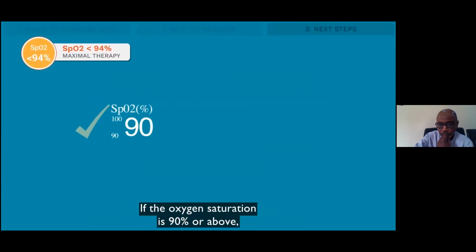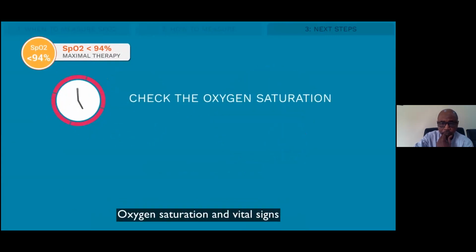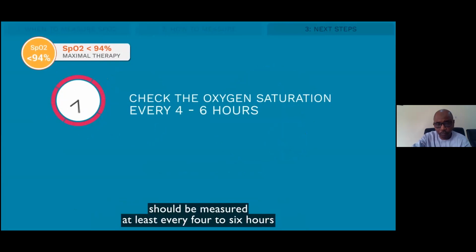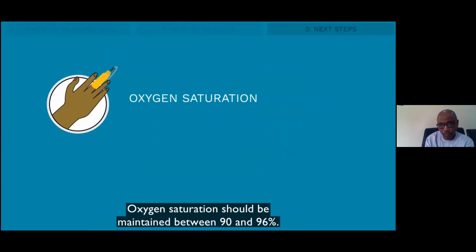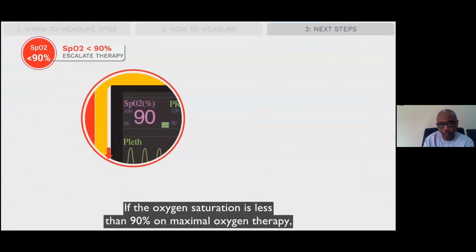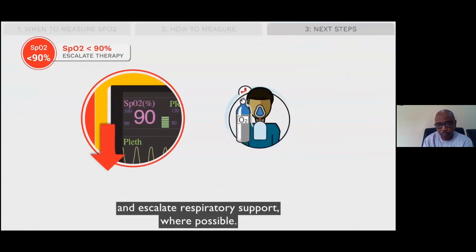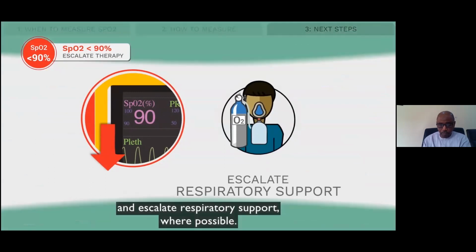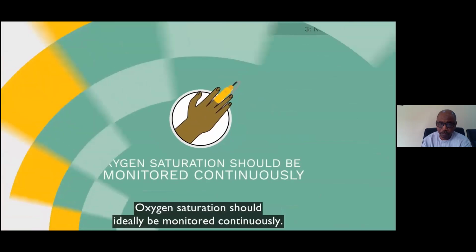If the oxygen saturation is 90% or above, continue maximal oxygen therapy and monitor the patient. Oxygen saturation and vital signs should be measured at least every 4 to 6 hours while oxygen therapy is ongoing. Oxygen saturation should be maintained between 90 and 96%. If the oxygen saturation is less than 90% on maximal oxygen therapy, refer for ICU admission where available and escalate respiratory support where possible. Oxygen saturation should ideally be monitored continuously.